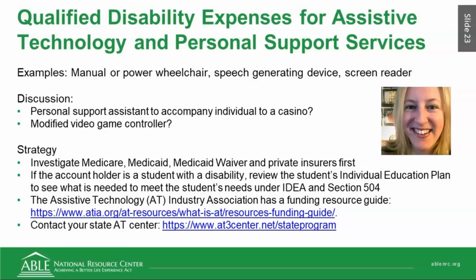Because even though I'm able to watch my husband and my friends play these games, I really would like to play them myself. And even though this might not sound like a traditional ABLE account expense, I believe, and from what I've heard in talking with Miranda and folks at NRC, they also believe that this would be a qualified expense because it's something that I need as a result of my limited mobility that's caused by my disability.